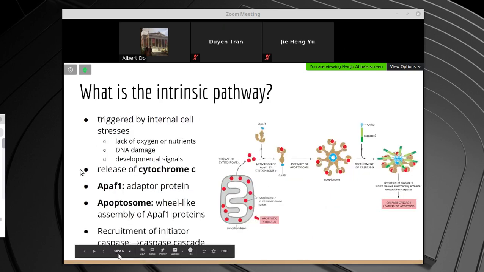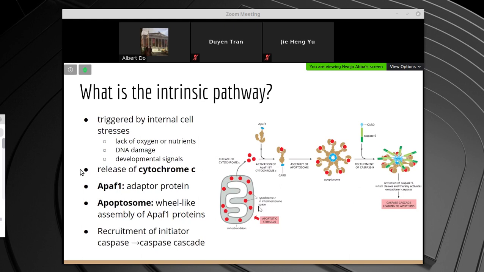And on the other side, we have the intrinsic pathway, which is the trigger of apoptosis via signals found within the cell. Some of these signals could be derived from lack of oxygen or nutrients, DNA damage, or developmental signals. One well-known example is the release of cytochrome C from the inner membrane space of the mitochondria. This cytochrome C, while it plays a key role in the electron transport chain of the mitochondria, sometimes does get released because of these stresses.